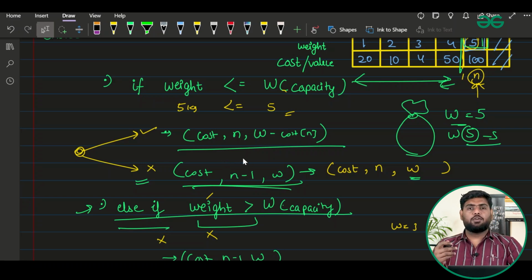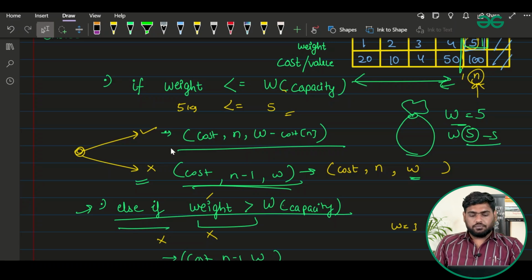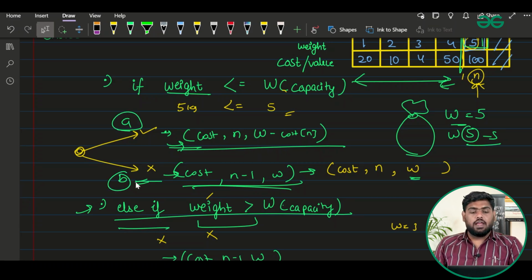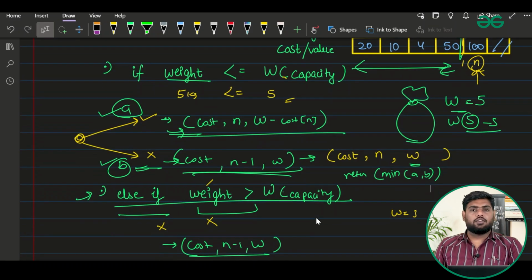Okay, now what is going to be my task? The two choices that I'm making when I am capable of taking an element, in that case, what will I do? I will take the minimum of these two choices, considering this is my choice A and this is my choice B. Whatsoever these choices bring, either A could be minimum or B could be minimum. I have to return the minimum of A and B. Okay, and this answer will get returned.